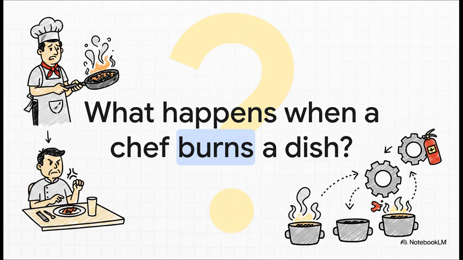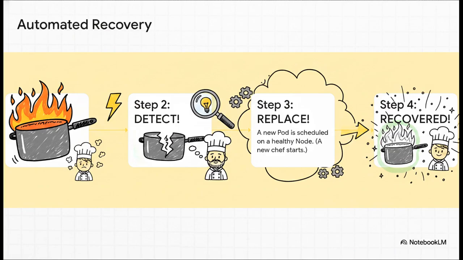In a super busy kitchen, mistakes happen, right? A chef gets distracted for a second, and oops, they burn a dish. In a normal system, that's a problem. A customer isn't getting their food. But in our Kubernetes kitchen, something amazing happens. Watch this. Step 1. Crash. A pod fails. Our chef burns the dish.